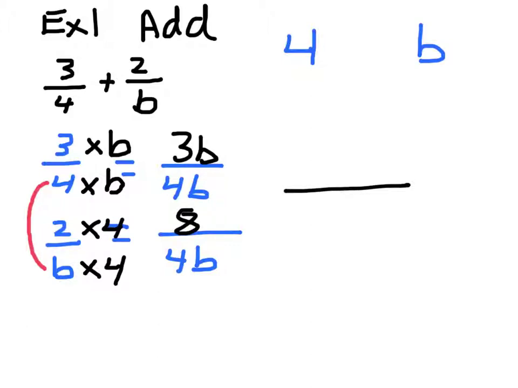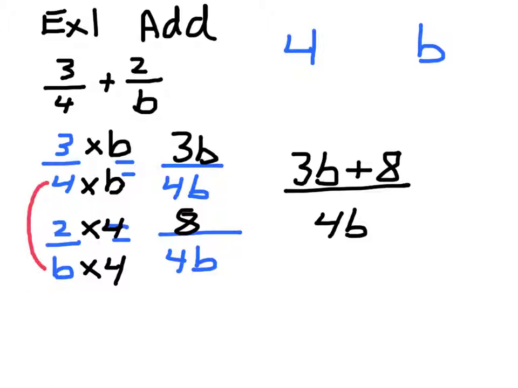Now I add these together, and I put it over my common denominator of 4b. So I have 3b plus 8 over 4b. Now, can I add 3b plus 8? The answer is no. They are not like terms. And that's all I can do with it.